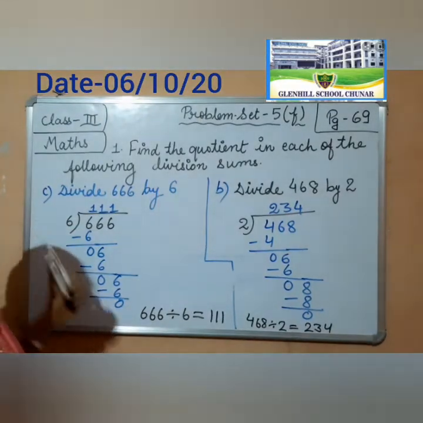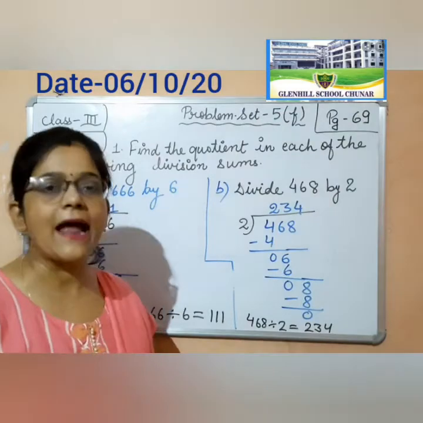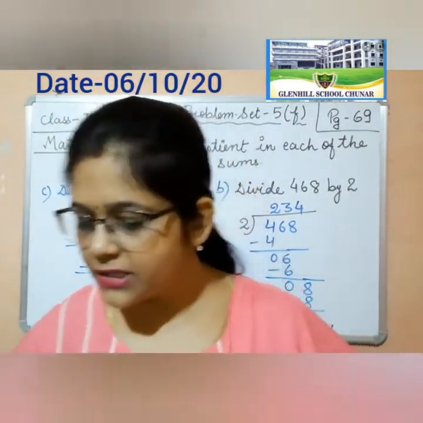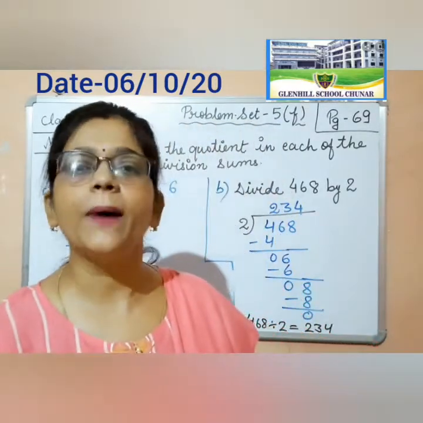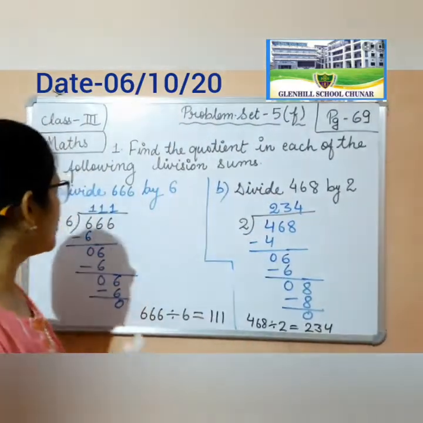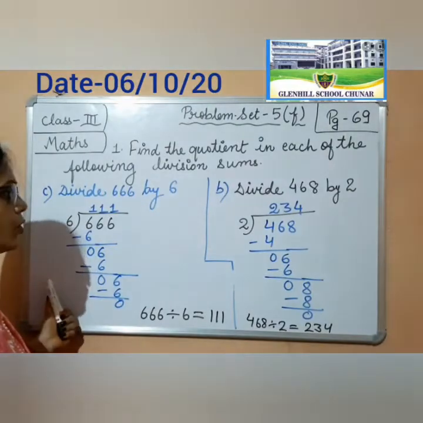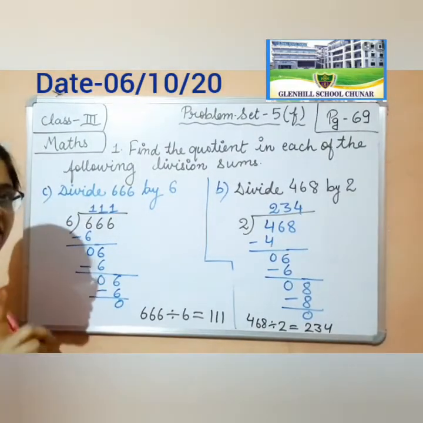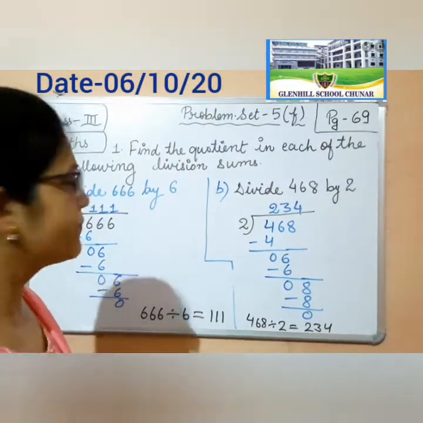Now up to C I have completed on the whiteboard, and one more question is there. Divide 448 by 4. So that you will do by your own. Okay, student. Now note this question in your notebook, and D you have to do by your own. Okay, now do it first.